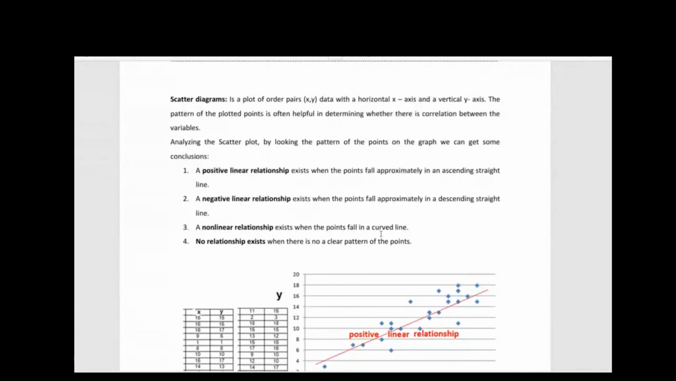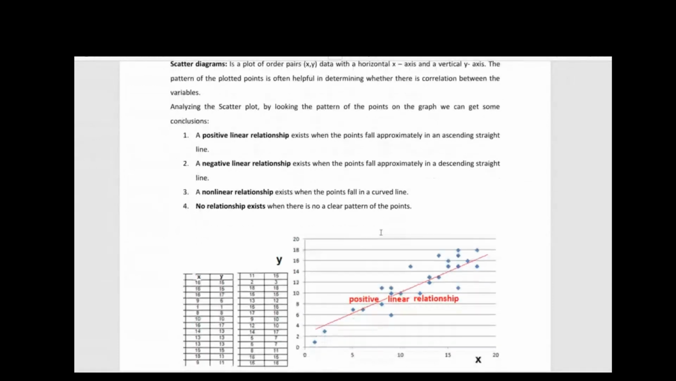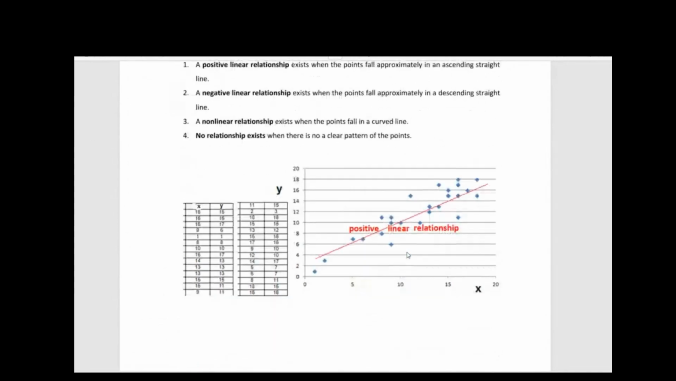Analyzing the scatter plot by looking at the pattern of the points on the graph, we can get some conclusions. We can find the conclusion that if there is a positive linear relationship, if there is a negative linear relationship, if there is a nonlinear relationship, if no relationship exists. So for example, here I show you a scatter plot that shows a positive linear relationship.